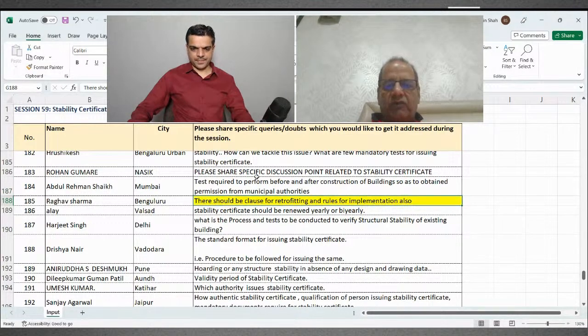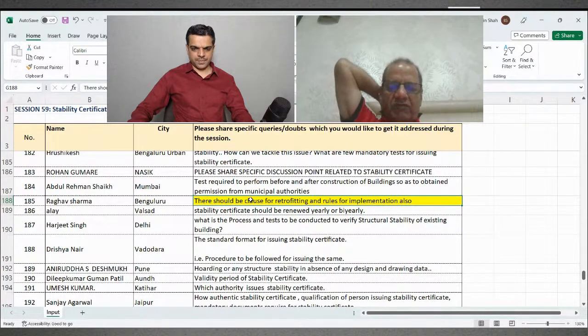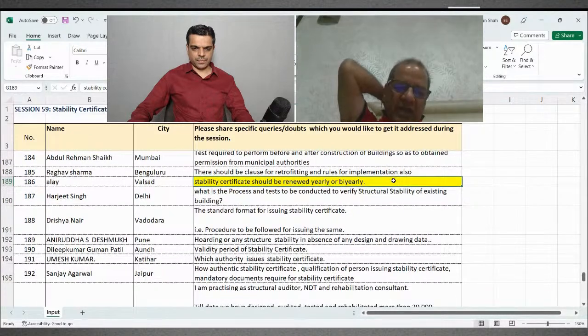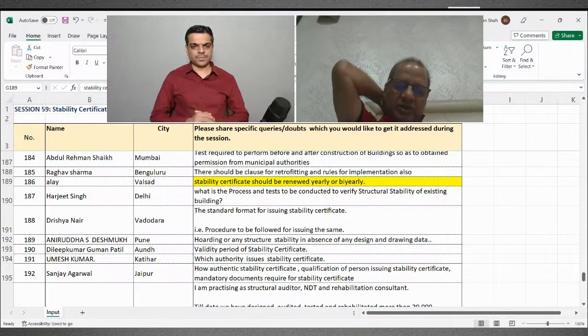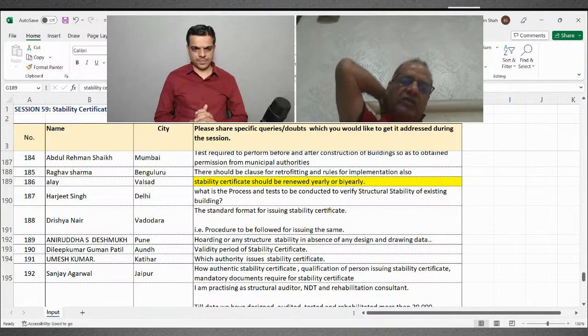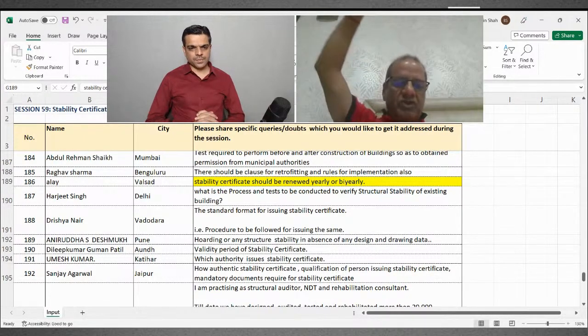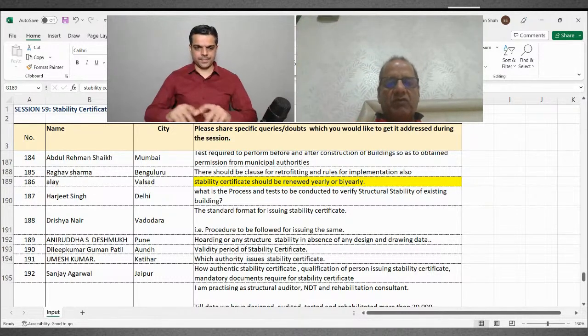There should be a clause for retrofitting and rules for implementation. There are clauses. There are proper documents. Very good national and international documents are available now. Should the stability certificate be renewed yearly or bi-yearly? No need of yearly or bi-yearly. NBC says after this many years, but otherwise, if any change is made or any damage occurs, suppose a huge earthquake has occurred and the building is damaged, then you have to do the reanalysis, retrofitting, and reassessment for the stability.